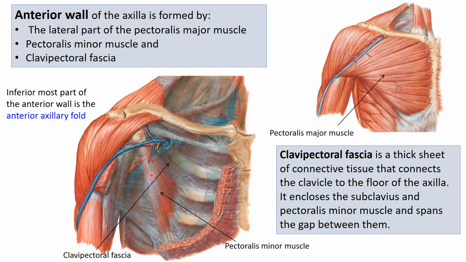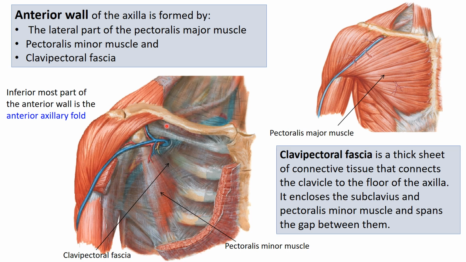In addition to that, if you remove the pectoralis major muscle, you come to this image. There is another small muscle underneath the pec major. We call it pectoralis minor muscle. So pectoralis major superficially, deep is the pectoralis minor muscle, and then you also see a thick connective tissue sheet. We call it clavipectoral fascia, that extends from the lower border of the clavicle.